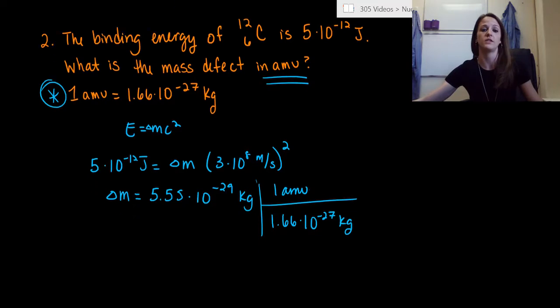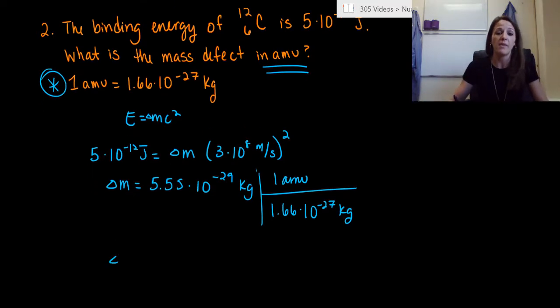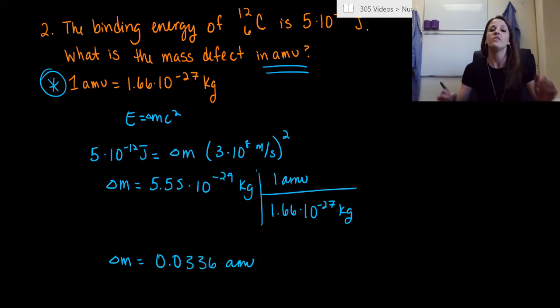And if you solve this in your calculator properly, you would end up with a mass defect equal to something like 0.0336 AMU. This is an appropriate number for AMU. Something close to 1, but small, it's a decimal, that's a proper number. Hopefully this is making sense.